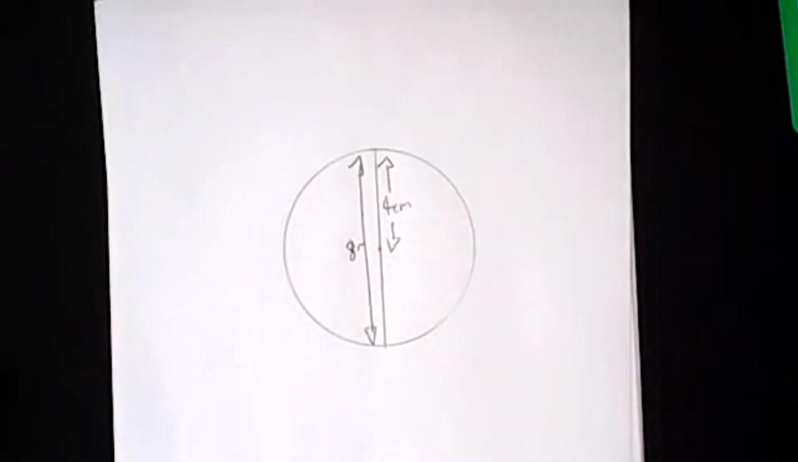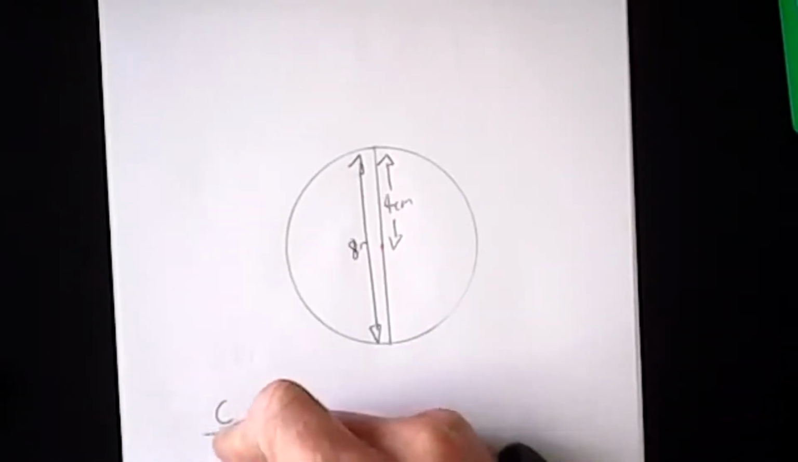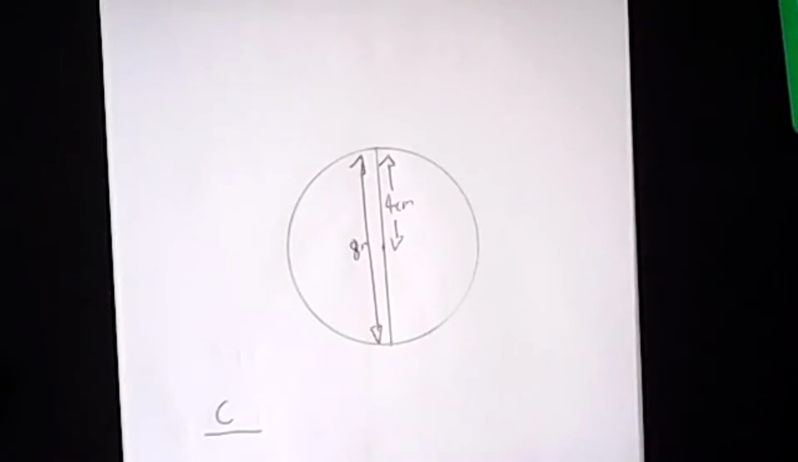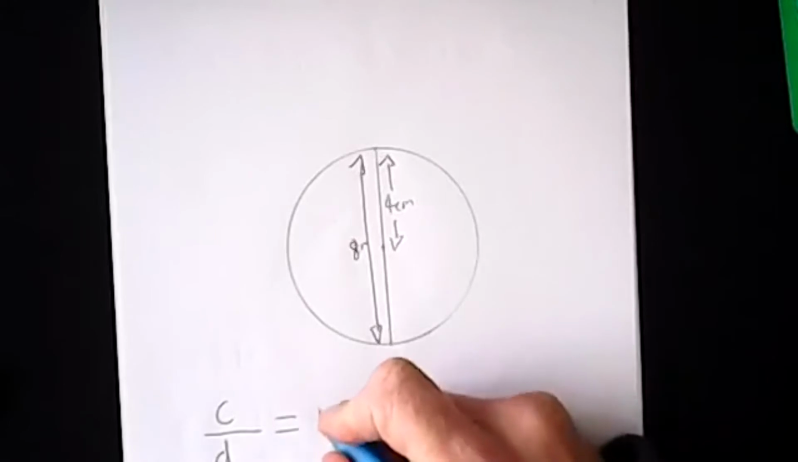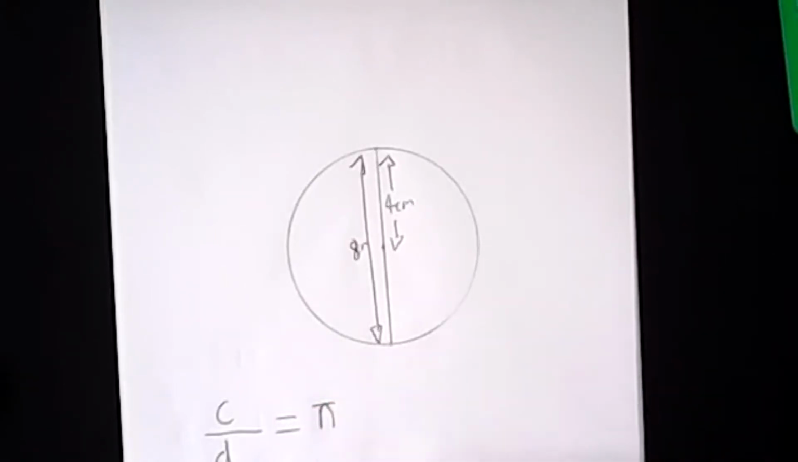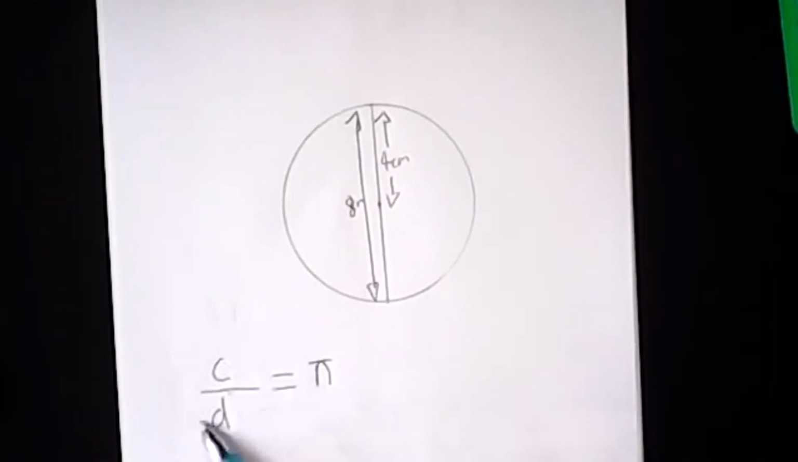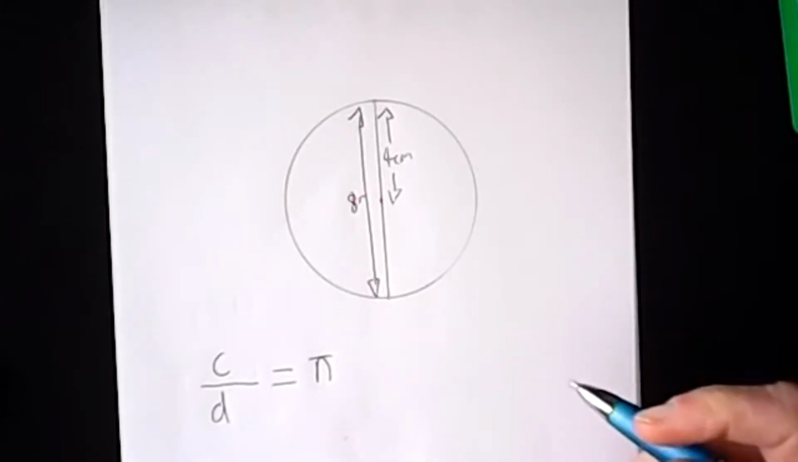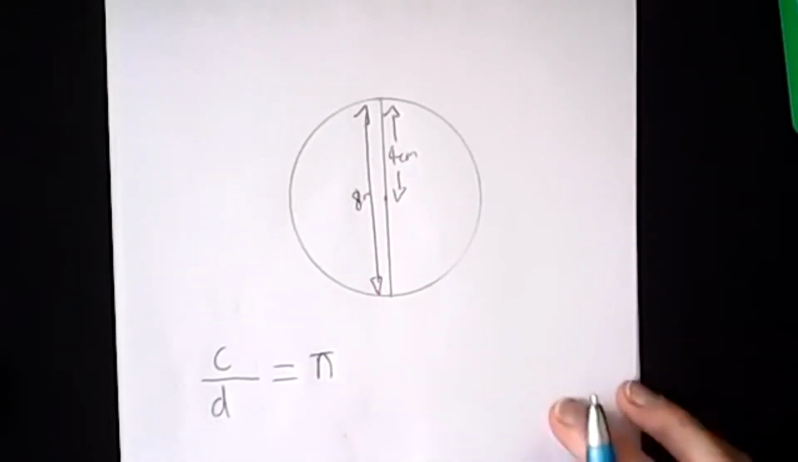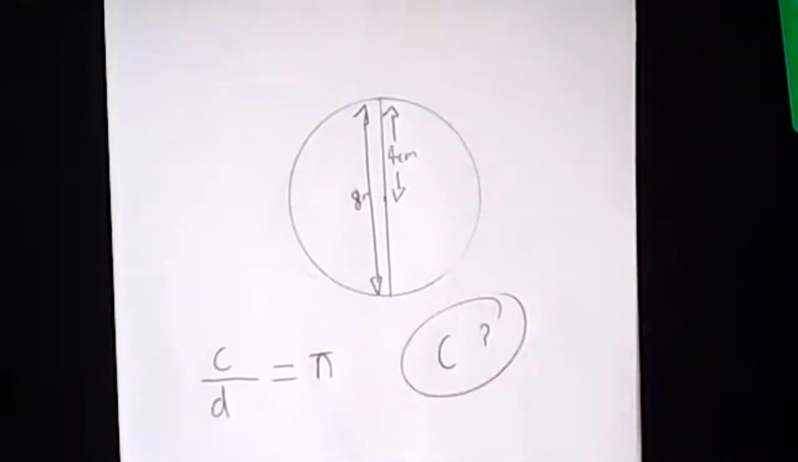So let's remind ourselves how we find pi. To get pi, we're going to do circumference divided by the diameter equals pi. So we know what that pi is, and we also know what diameter is. But before I move on, I'm going to look at that equation very carefully. What we want to find here is the circumference. We want to find the C. We want to find that value, that C.